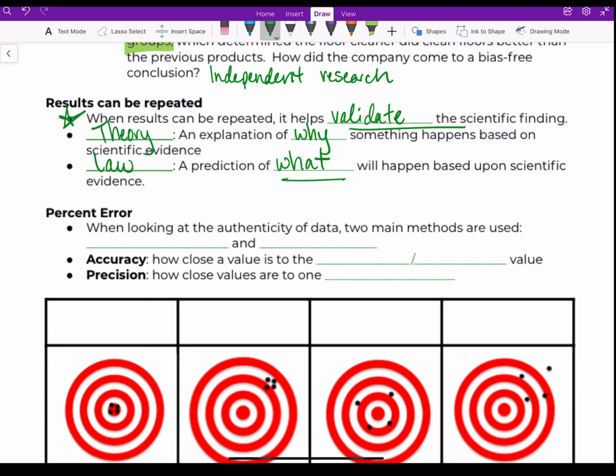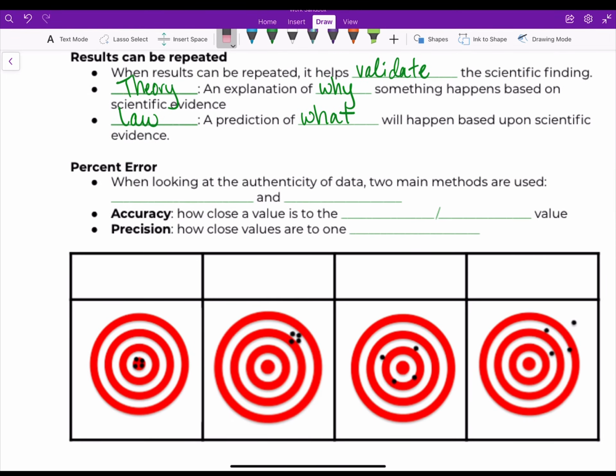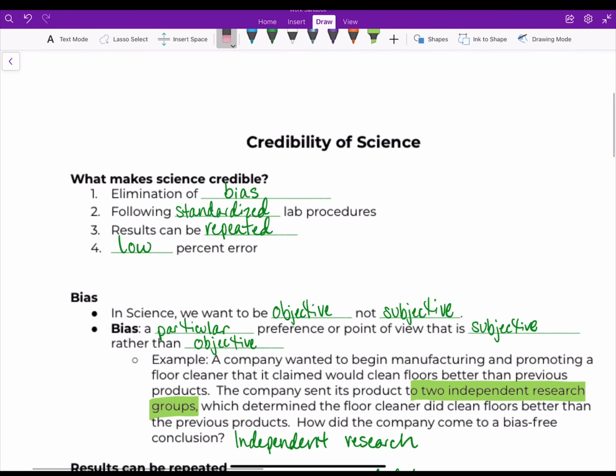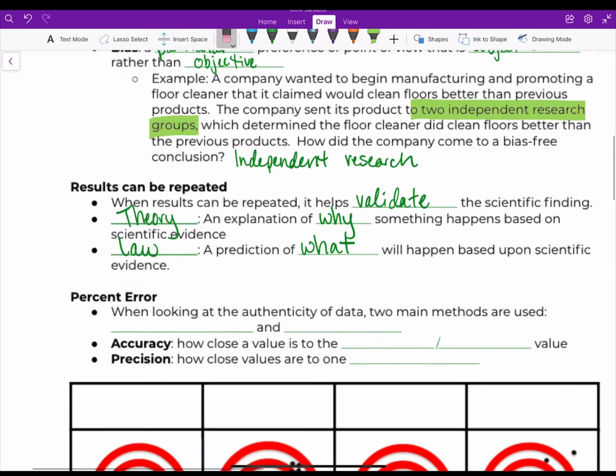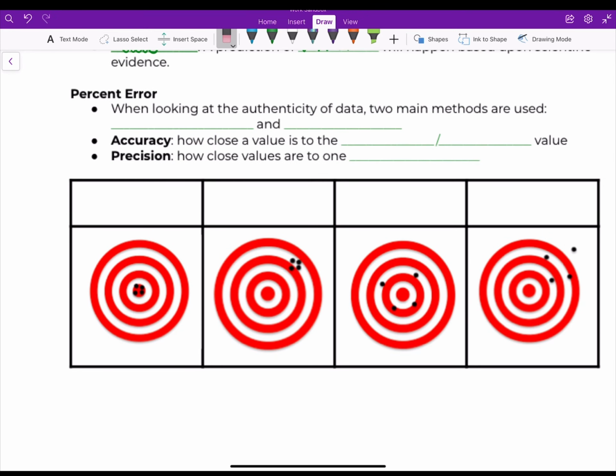Well, the ball's gonna fall to the earth, right? So this is a scientific law that tells us what will happen. And once again, this has been validated multiple times. So results can be repeated, and science becomes credible from that. Up next, we are going to talk about percent error. A low percent error helps make science credible. So let's talk about what percent error is and where that comes from and the different parts of it.